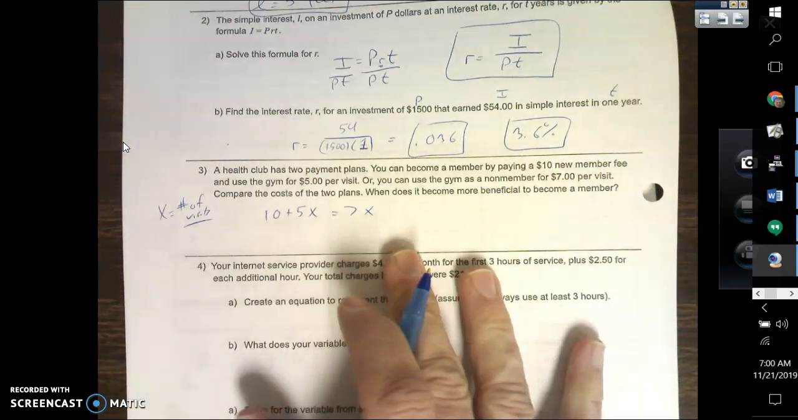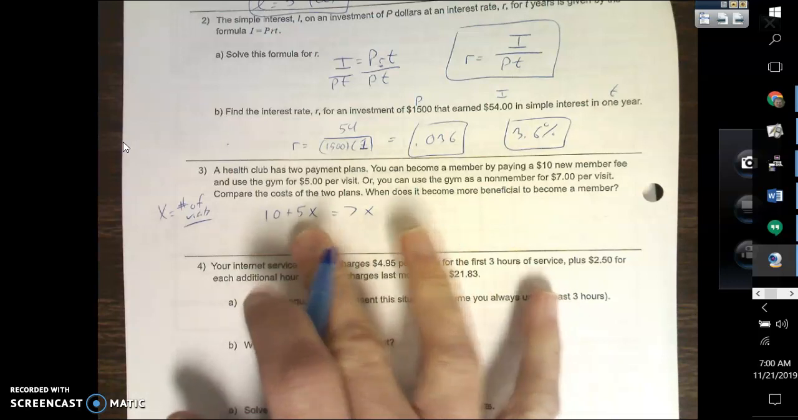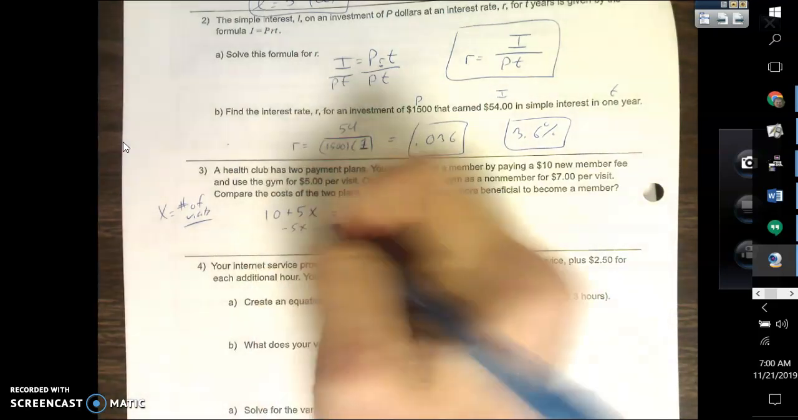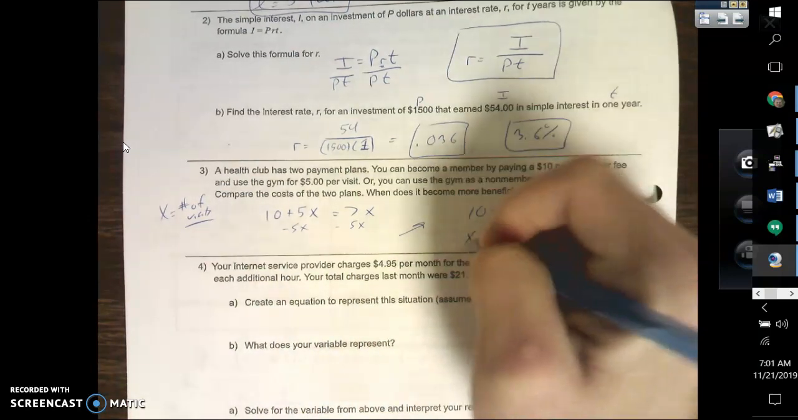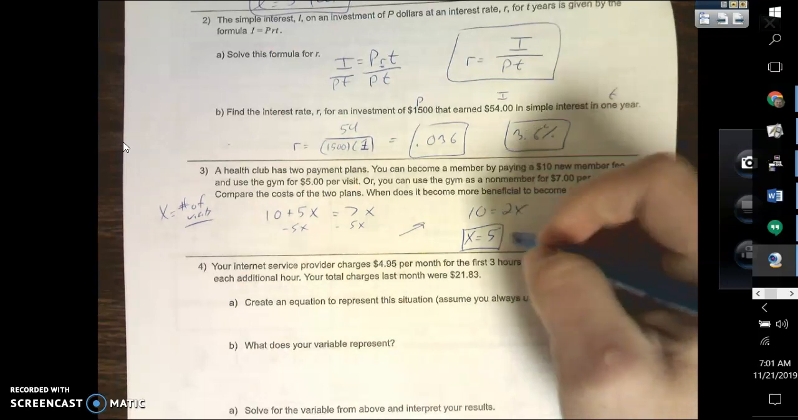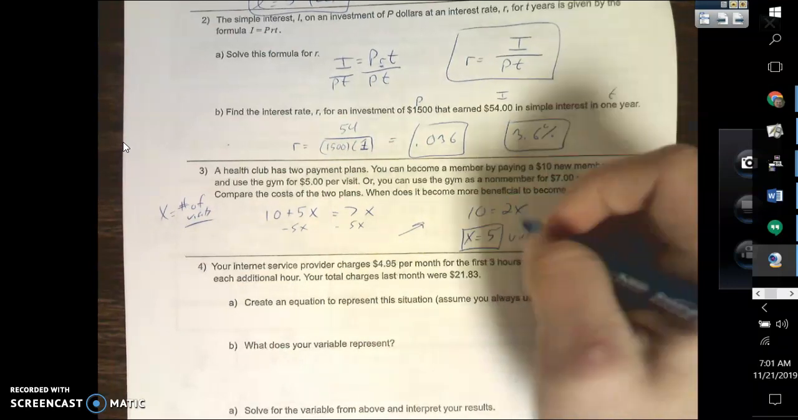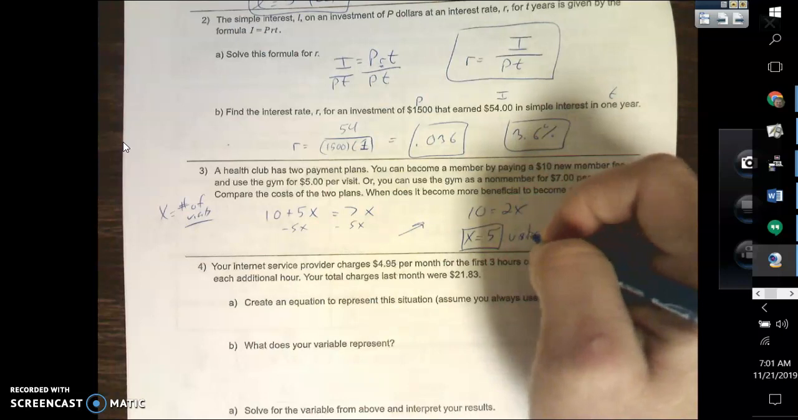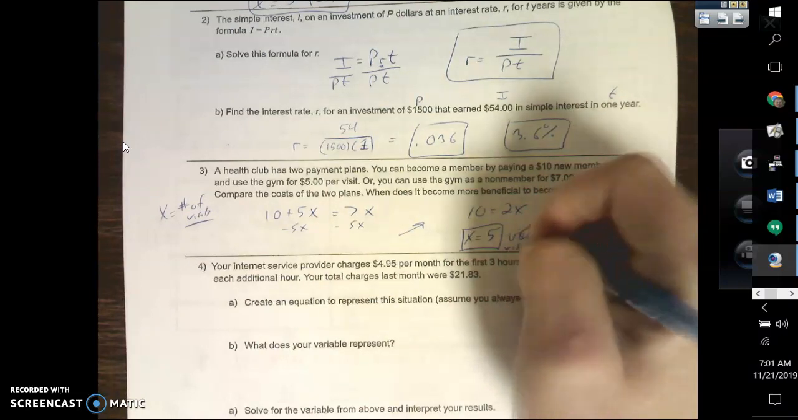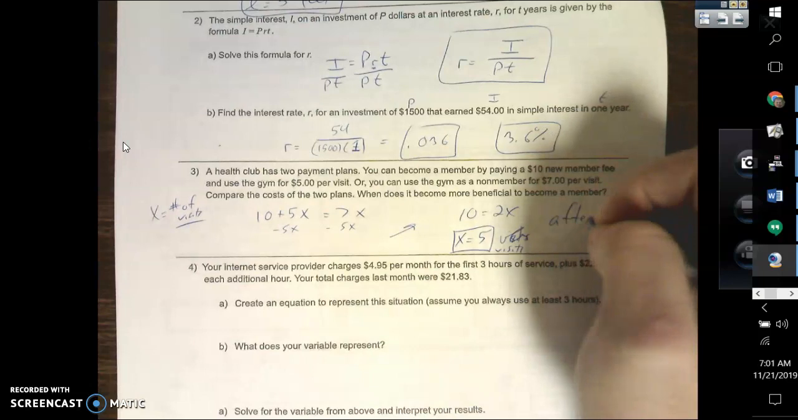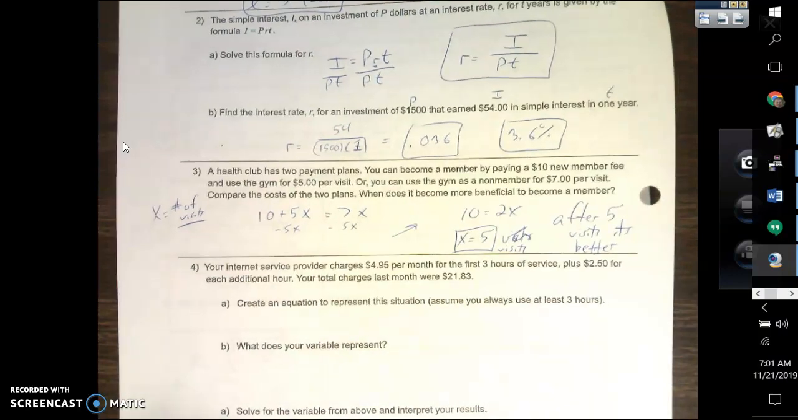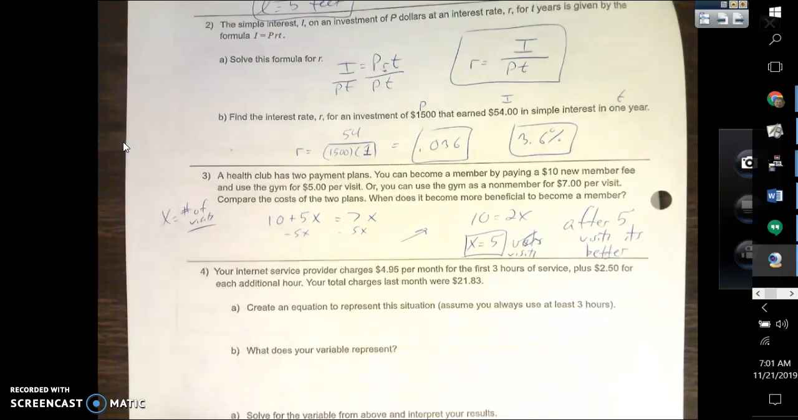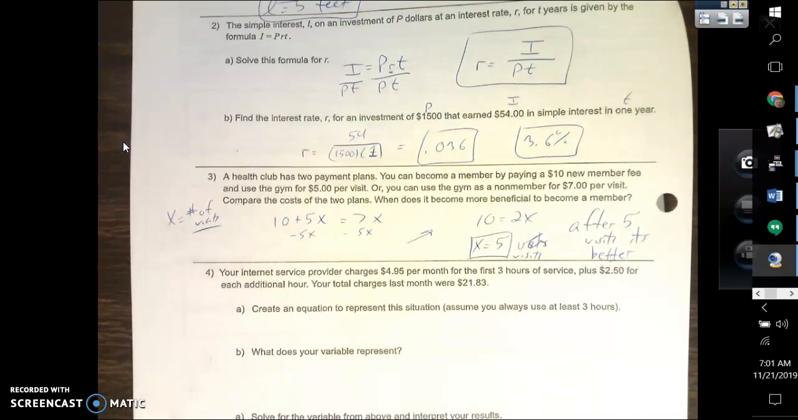So you want to know when it's better to become a member. So if I subtract 5x from both sides, 10 equals 2x. Divide, x equals 5. So at 5 visits, it's the same. So after 5 visits, it's better. I think we talked about this before in class. If you put down 6 there, you're wonderful. As long as you make it clear it's after 5. Don't say 5 visits. Make sure it's after 5.